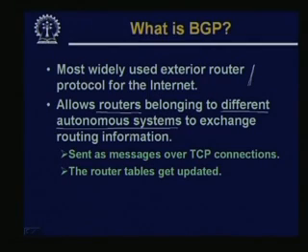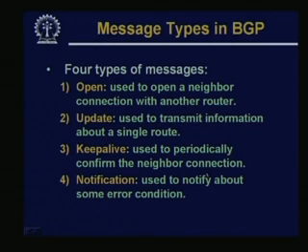Now, these routing update messages are sent over TCP connections in the network. As a result, as I mentioned, the routing tables get updated. Now, let us see what the kinds of packets and other functionalities are that BGP supports or provides. Broadly speaking, there are four different types of messages in BGP. First is the so-called open message.